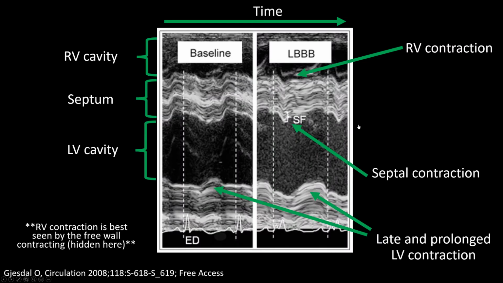M mode gives you a very good appreciation of this. Here, what you see following the arrows is that the septum appears to be contracting before the LV inferior wall contracts in the picture on the right. Contrast it with the baseline picture and you will clearly see that the septum and LV inferior wall are contracting at the same time towards the middle.